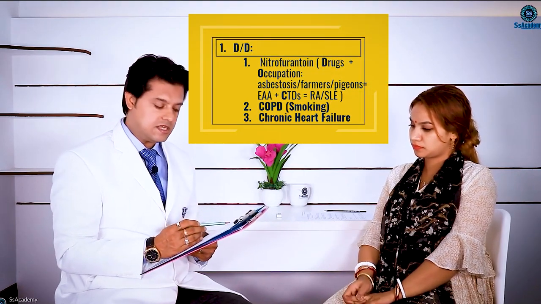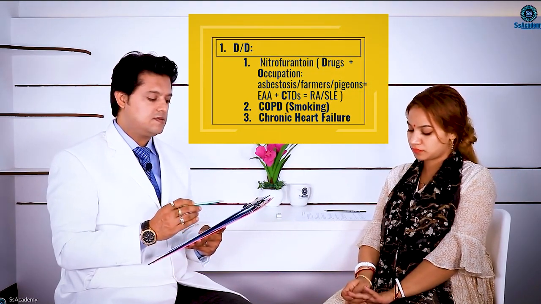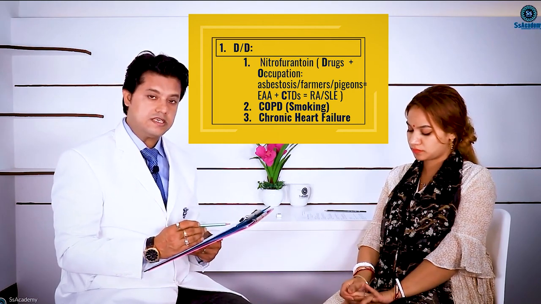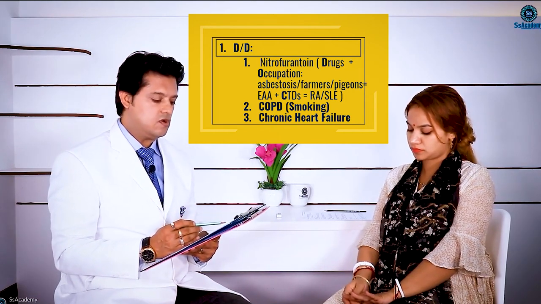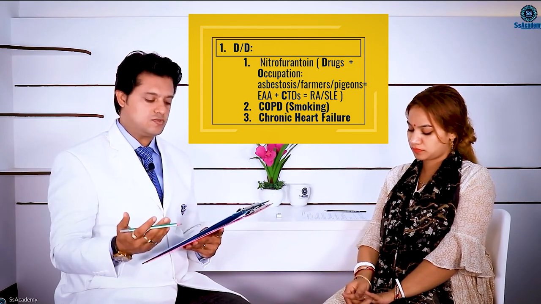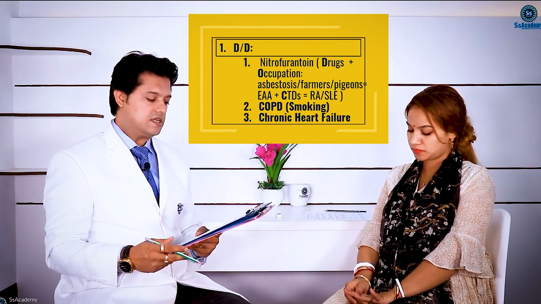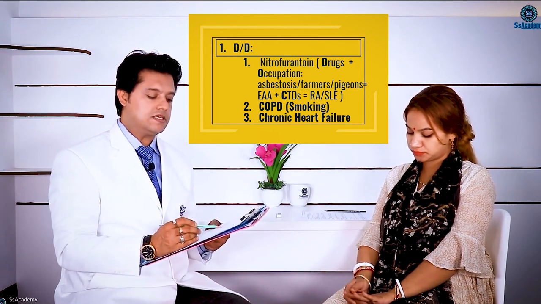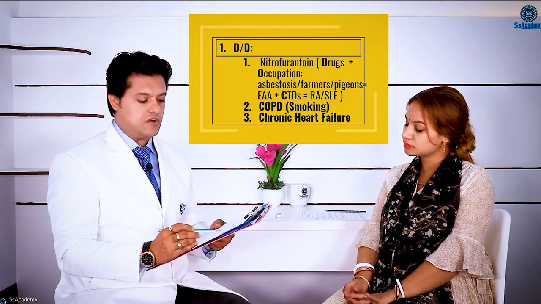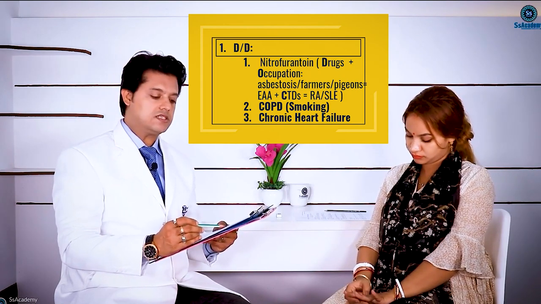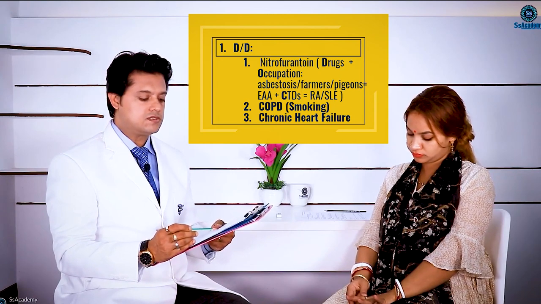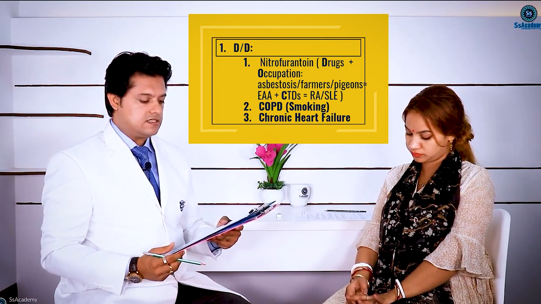And according to the problem list, you need to write down the differential diagnosis, investigation and management. And I've written here the differential diagnosis. First differential diagnosis is pulmonary fibrosis. For the recurrent UTI, the antibiotic usually given for long-term use is nitrofurantoin, so then drug-induced pulmonary fibrosis. I'd like to exclude the other differential diagnoses of pulmonary fibrosis, that is occupation related, asbestos exposure, or maybe farmers, like extrinsic allergic alveolitis, or any history of pigeons, for extrinsic allergic alveolitis.